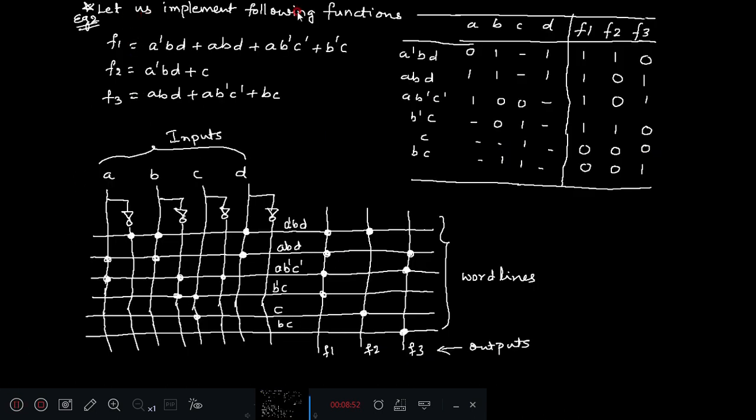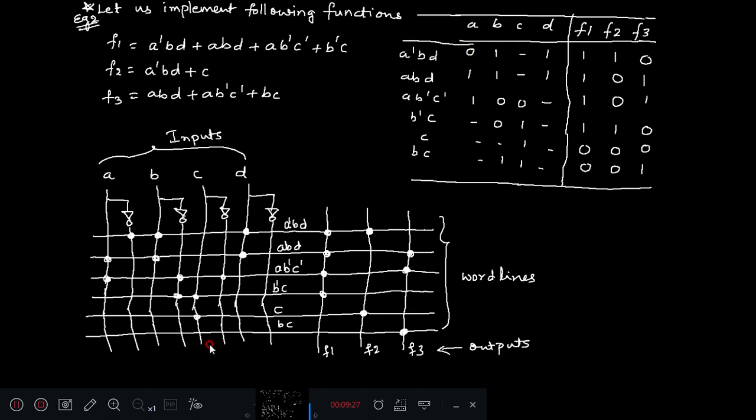In the second example, let us implement the following functions. Suppose you are implementing f1, f2, f3 functions which involve altogether 6 plus 9 product terms. In that 3 are repeated. So effective product terms will be 6. So a dash, b dash, bd is repeated. abd is repeated. A, B dash, C dash, this term is also repeated. So out of 9, only 6 effective terms we have written, and the truth table is implemented based on input combinations.